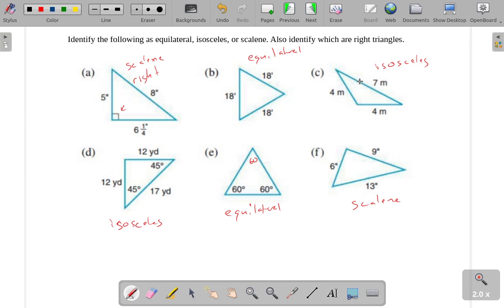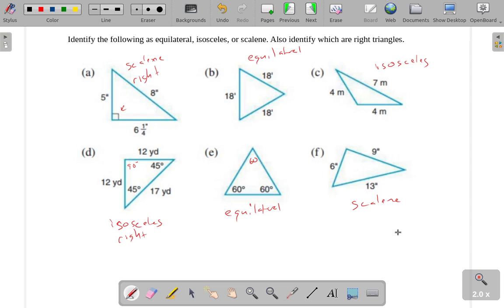None of those look like a 90-degree angle, although we haven't really seen how to truly verify that they're not. On D, we have a 45 and a 45-degree angle. That sums up to 90 so far. So that means the remaining angle would have to be 90 degrees so that all three of them would sum up to 180, which means this one is a right triangle. Equilateral triangles are never right triangles, so that one's not a right triangle.